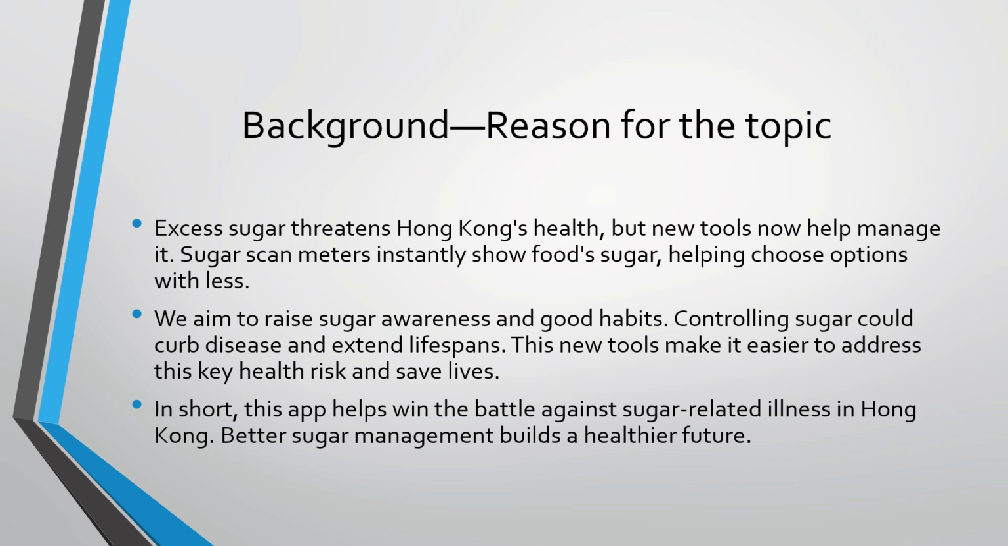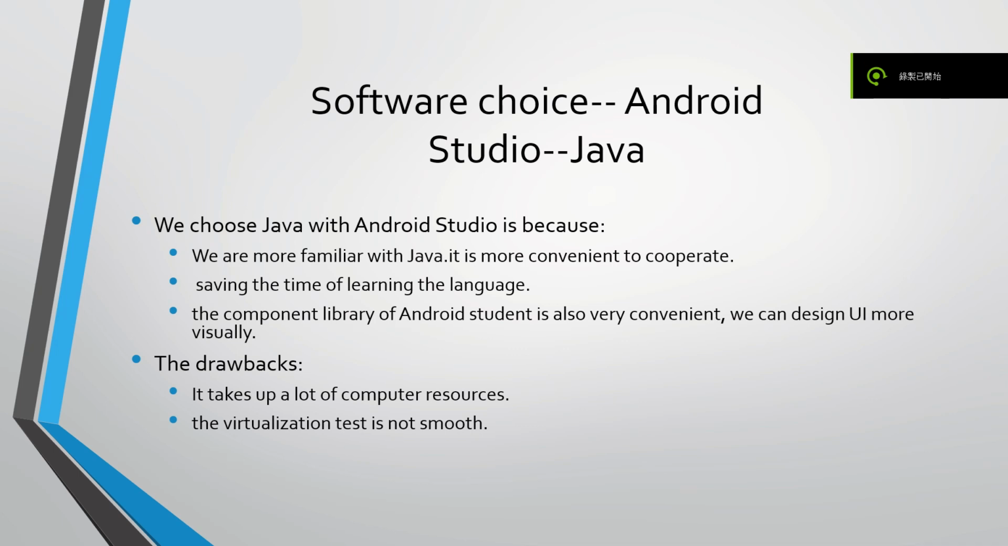I also want to talk about the choices for this software. We chose Android Studio, and the programming language is Java because we are more familiar with Java, it's easier to learn, and it's more convenient to cooperate. It also saves time learning the language. But I think the drawback is that Java takes up a lot of space on the computer.